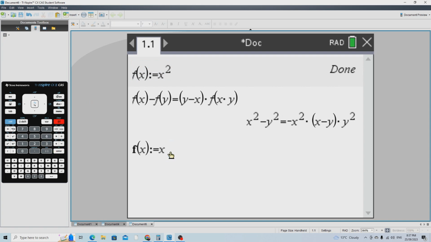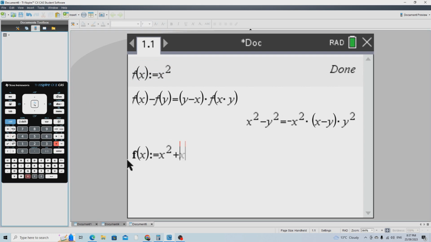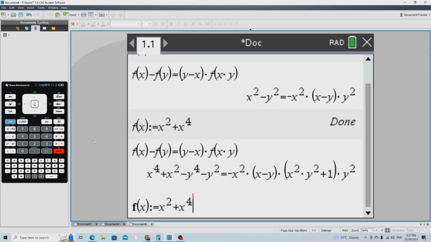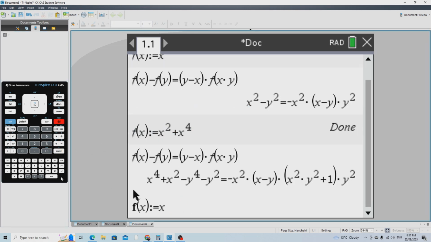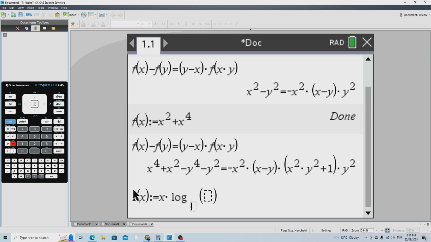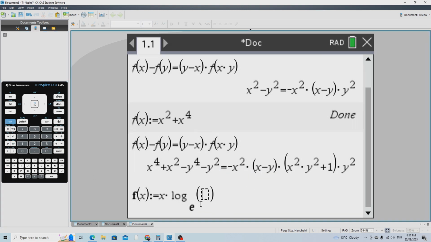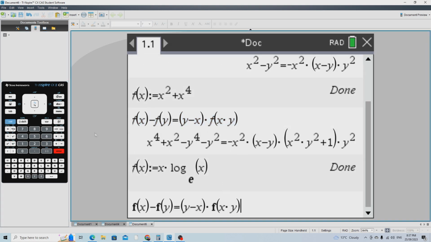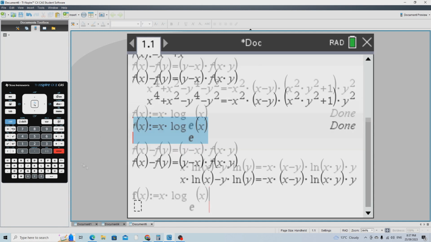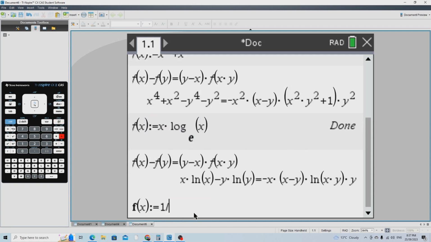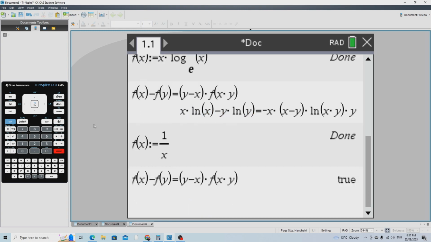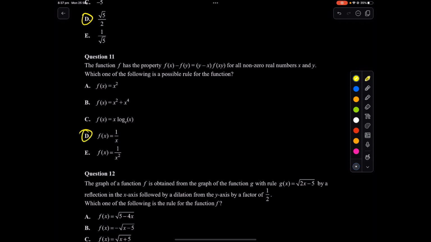What about the next one? x squared plus x to the power 4. Nope, false. What about the next one? x times log e of x. False. Next one, 1 over x. True. So yeah, choose D as your answer.